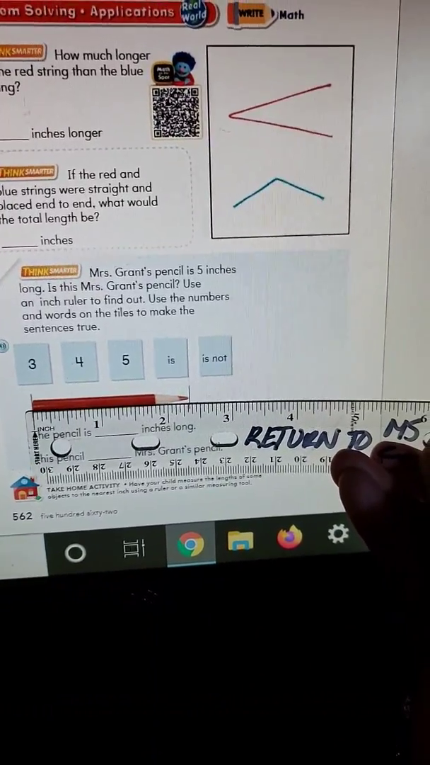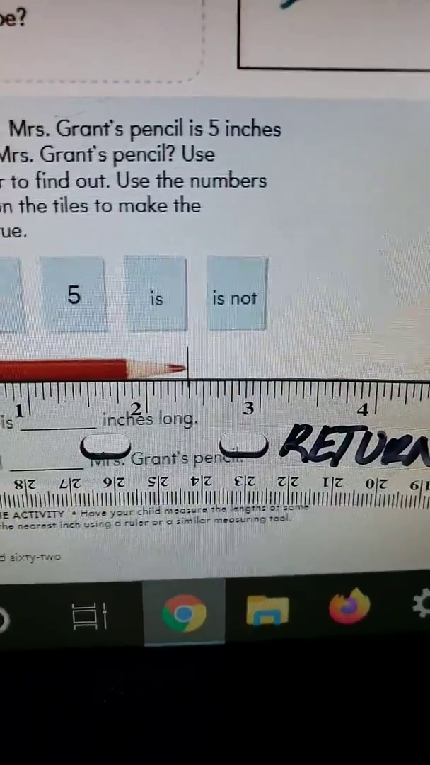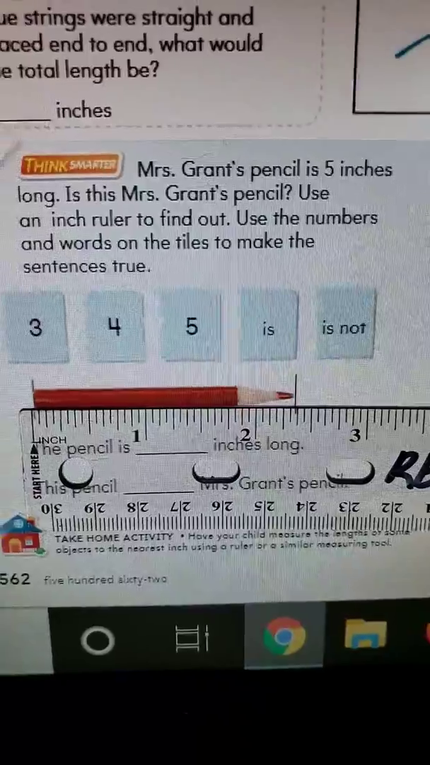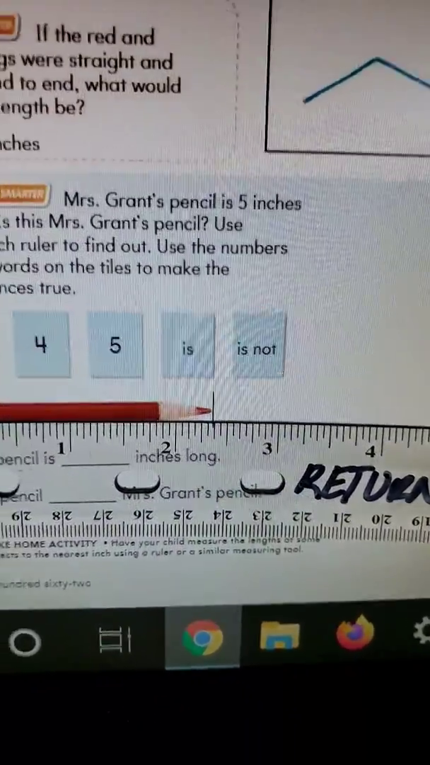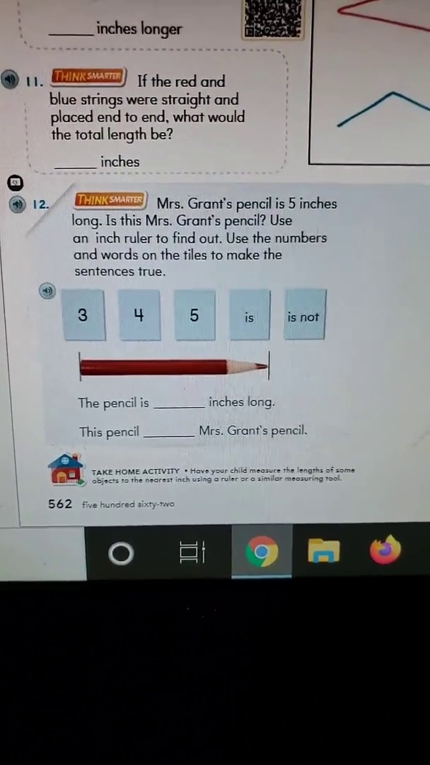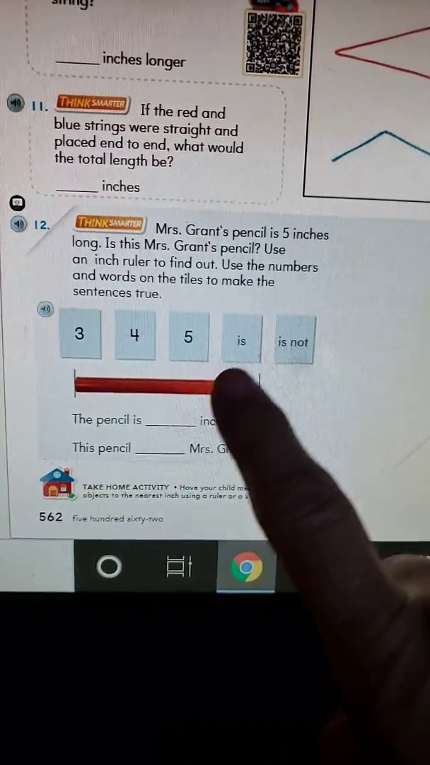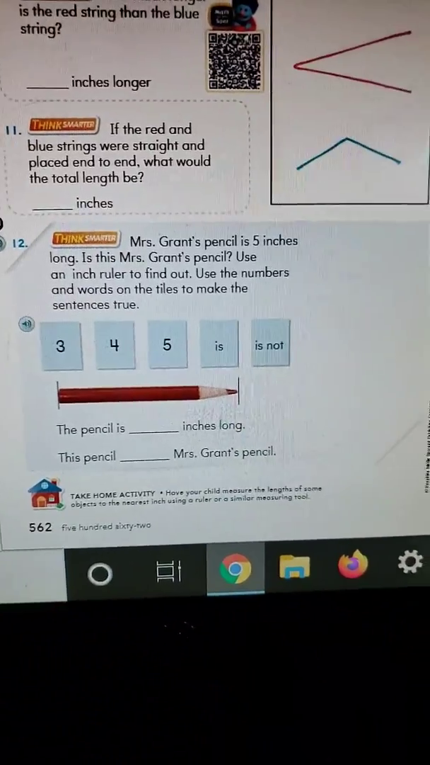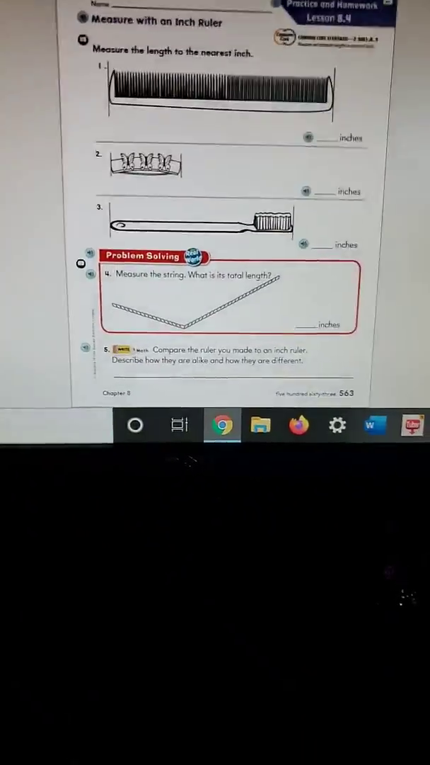So if we mark from the start, and wow, are we even getting close at all to 5 inches? We are not. This is actually closer to 2 inches than it is even to 3 inches. So this is definitely not Mr. Grant's pencil. So you need to use these boxes up here to fill in your blank here and your blank here, okay? And I know you guys will have no problem with this because you are smart cookies.